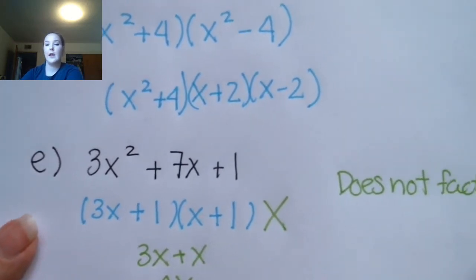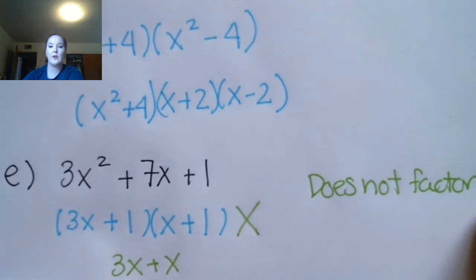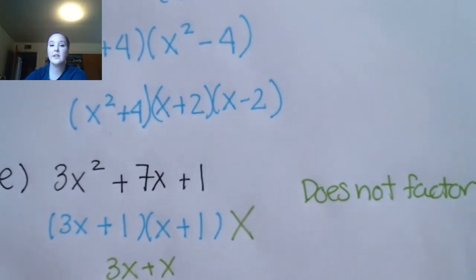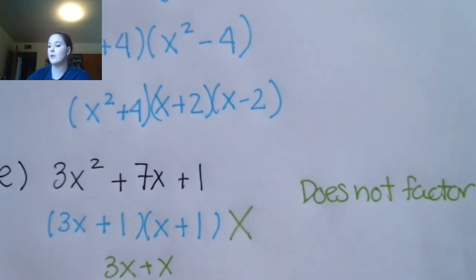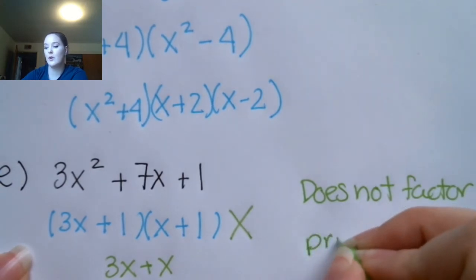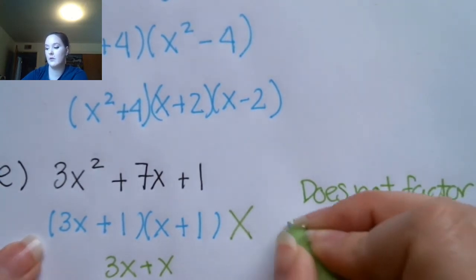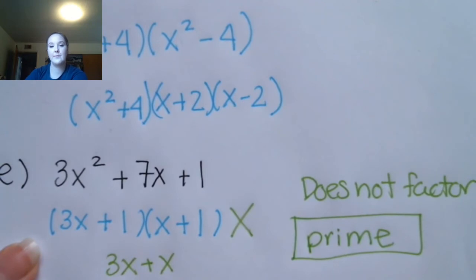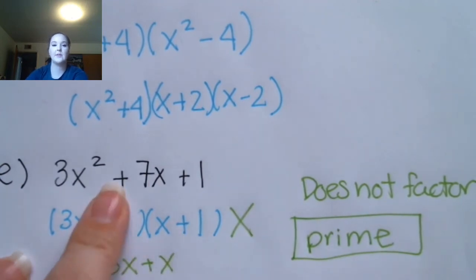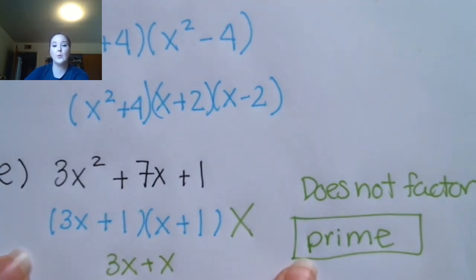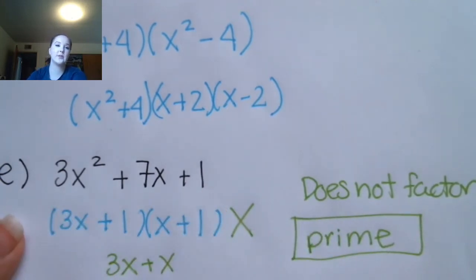Okay, and I will tell you the word for a polynomial that doesn't factor is the same word that we use for a number with no factors. It's prime. So you want to make sure if you have something that doesn't factor, you're using the word prime to describe that, meaning that this has no factors, rather than saying I'm not sure how to factor it.